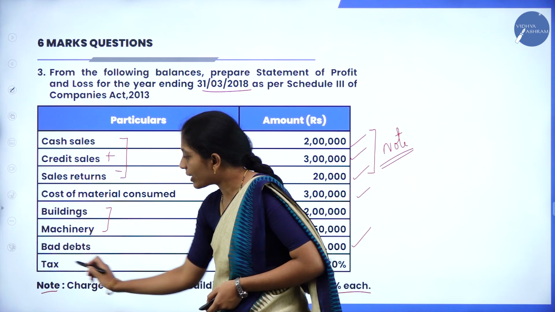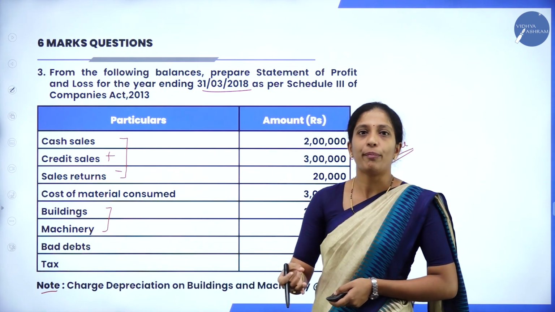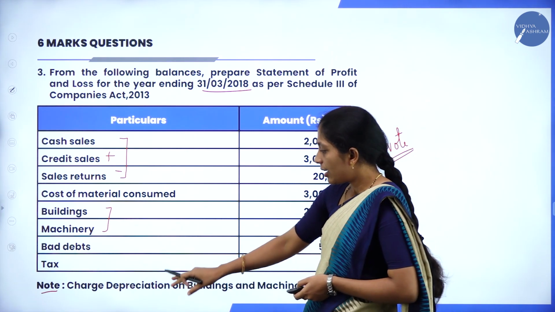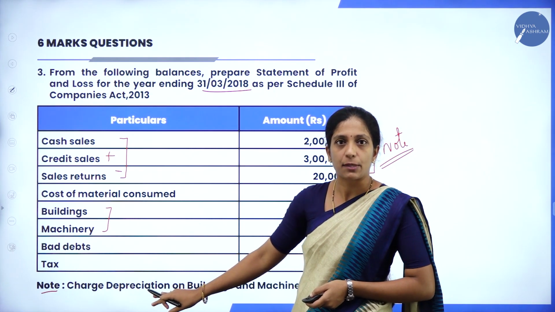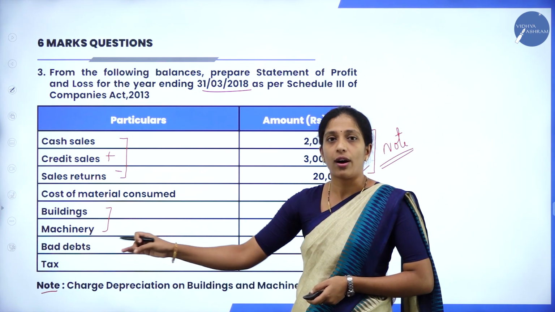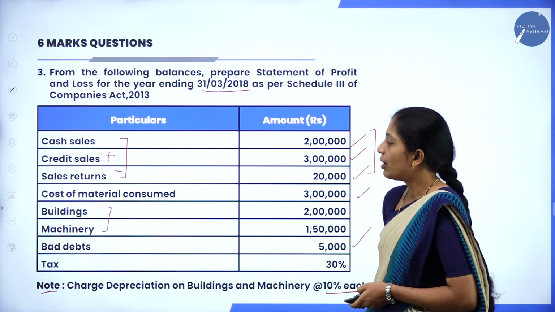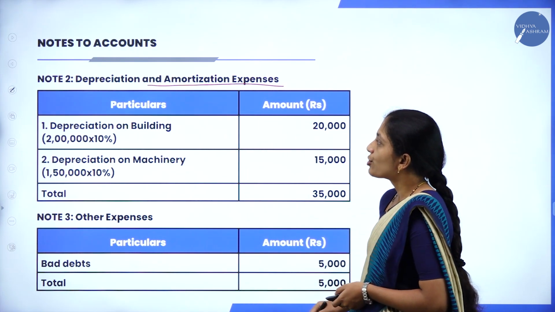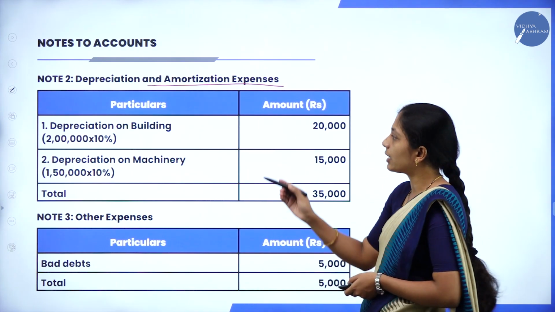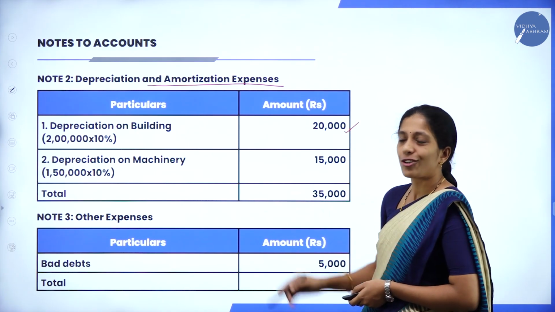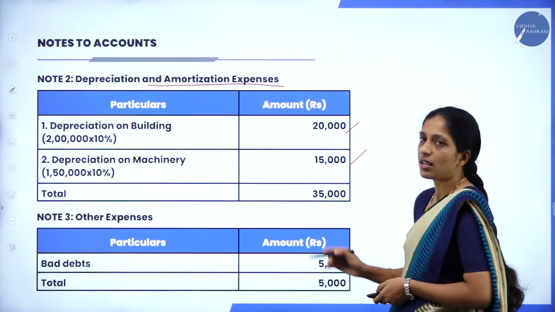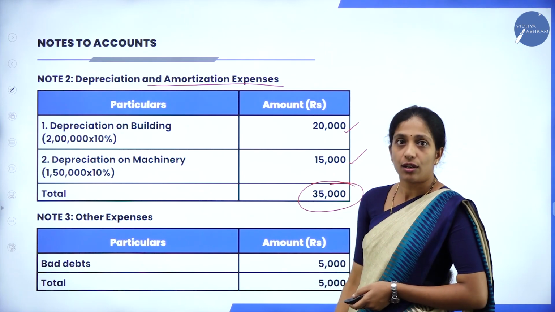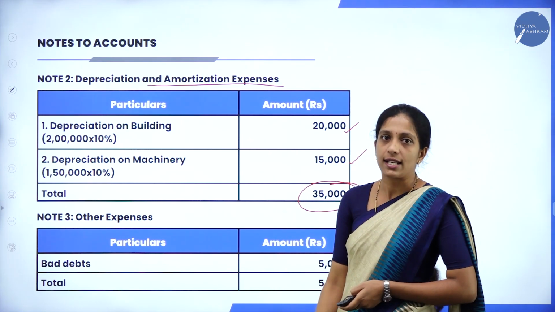Why are bad debts not taken here? Because under the format, other expenses come later, after depreciation and amortization. So write depreciation and amortization expenses first, then calculate, and then record the other expenses. Let us see the note. Note number 2, depreciation and amortization expenses. Depreciation on building: value of building was 2 lakh into 10%, 20,000. Depreciation on machinery: 1,50,000 into 10%, 15,000. So total depreciation will be 35,000, which has to be written under note number 2, depreciation and amortization expenses.